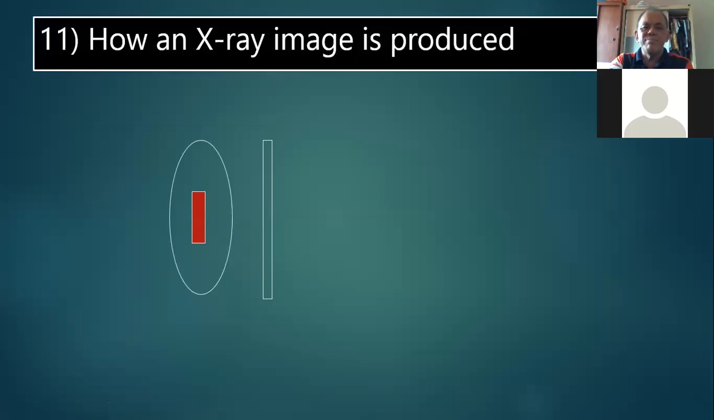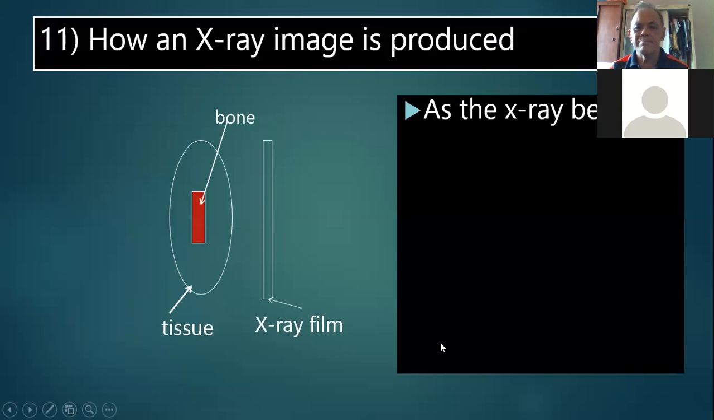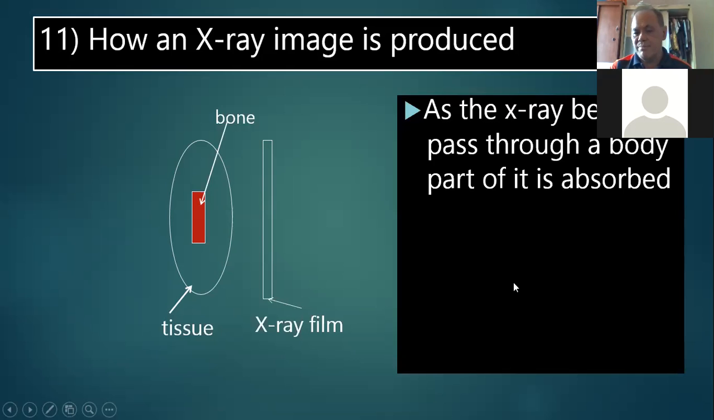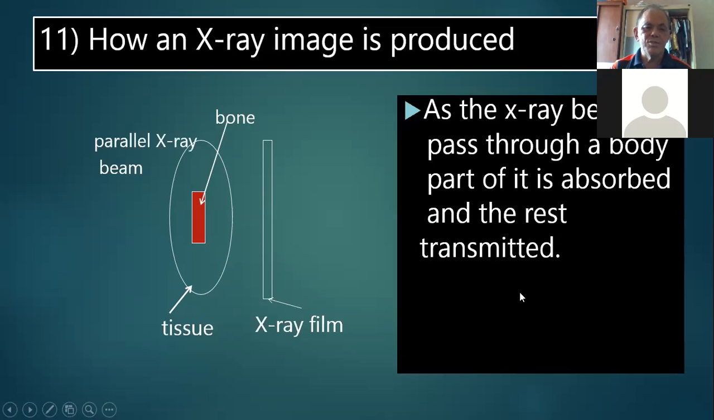Okay, how an X-ray image is produced. We have tissue. This whole thing is your tissue. Think of your body. And then this is your bone. That is your X-ray film or photographic plate. As the X-ray passes through the body, part of it is absorbed. Remember, part of it is absorbed, the rest will pass through, or we call transmitted. So usually we look at a parallel beam. These are all your X-rays coming in, parallel beam.